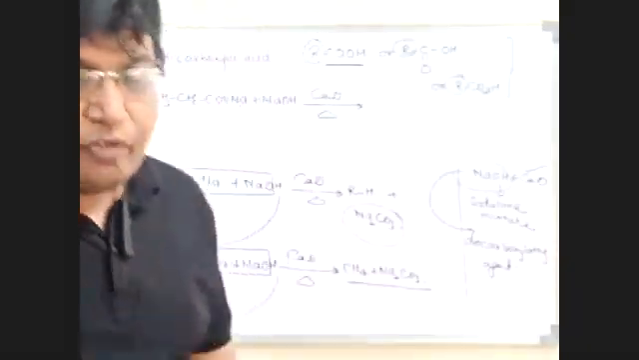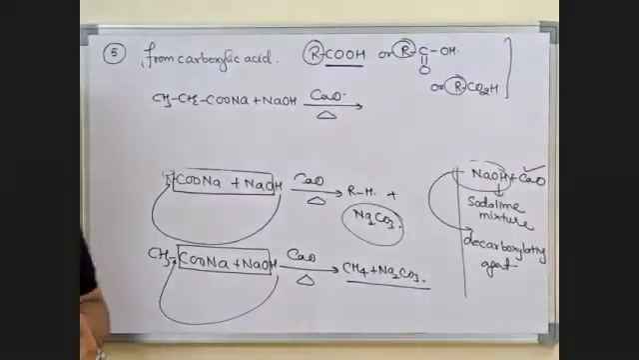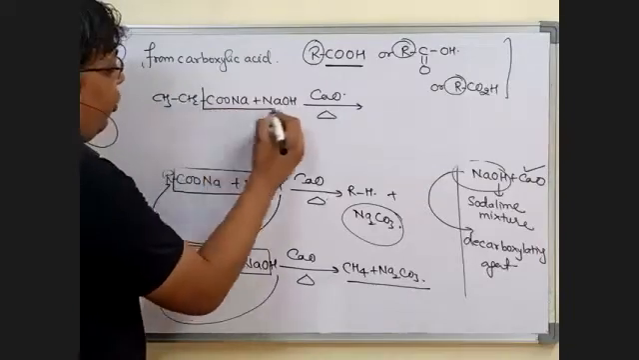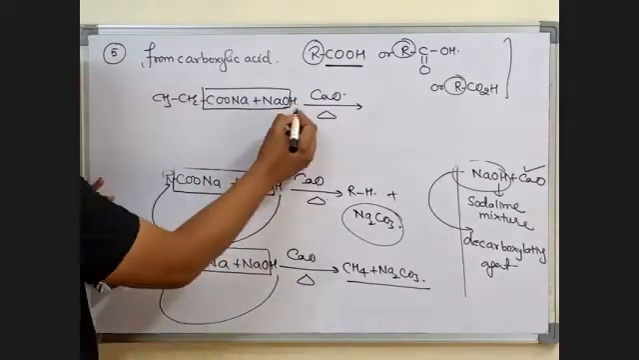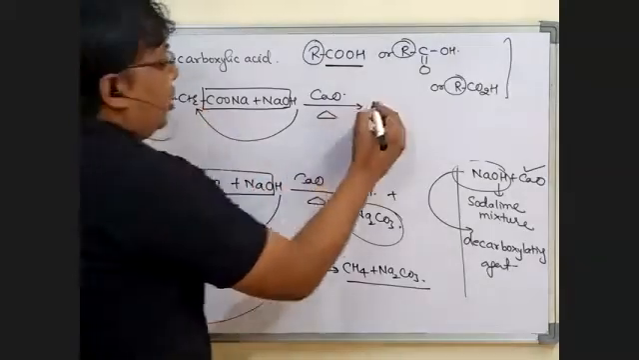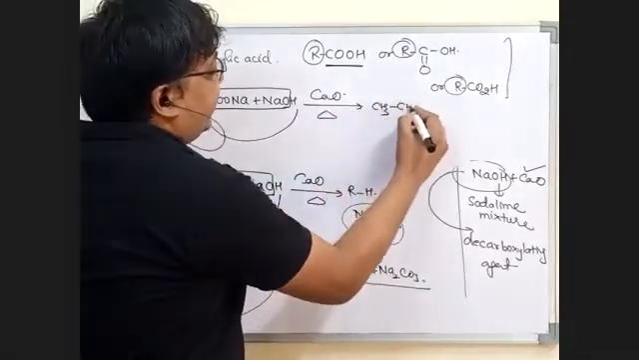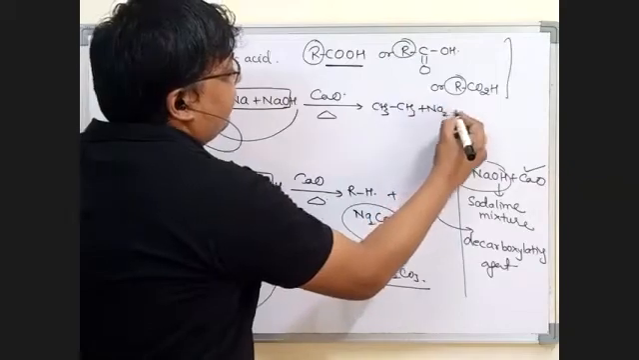Yeah, Aryan, tell me which alkane you are getting over here, beta. Sorry, ethane. Ethane, very good. This COONa combined with NaO forms Na2CO3. Now this H adds over here. So your answer will be CH3CH3 along with Na2CO3.